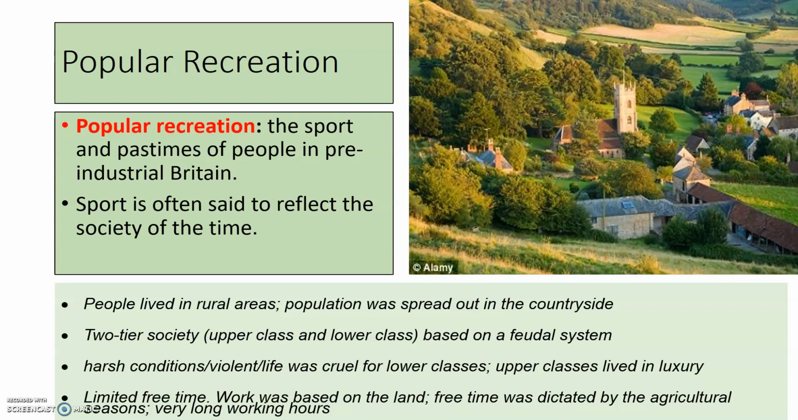Within this system, we had a two-tier society. We had an upper class, the gentry, and we had the lower class, the peasants. Ultimately, life in general, especially for the lower class, which would have been the majority of the population, would have been harsh. Conditions were often quite violent, as we'll see as to why a little bit later, and often life was cruel. We had examples of disease that used to be quite rife, and poor living conditions.